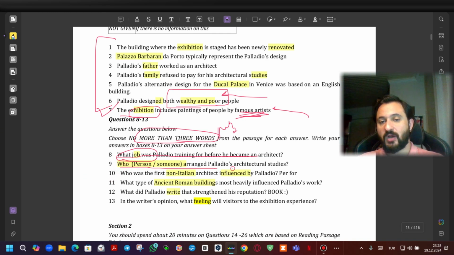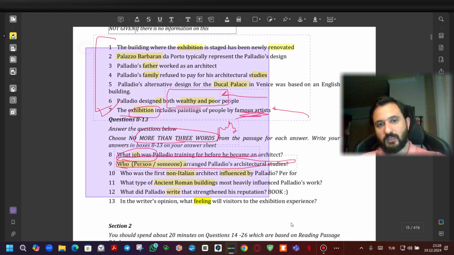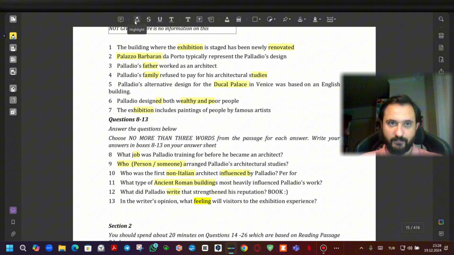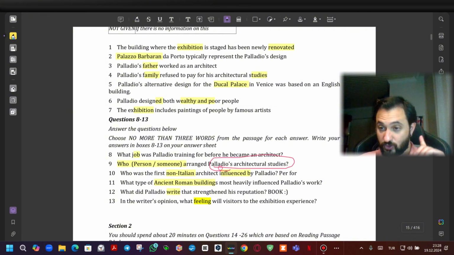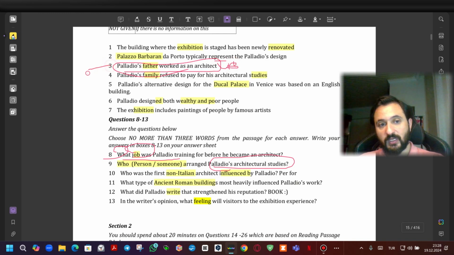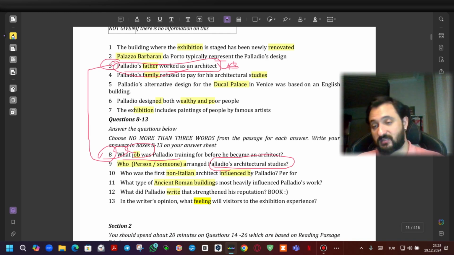Who arranged Palladio's architectural studies? Keyword choosing, why so important. Let me show you. Palladio's architectural studies. First of all, sorry, this is my mistake. 8. What job Palladio? Job. Palladio's father worked as an architect. It means job. So, number 3 and number 8 are same questions. Just the subject is different.